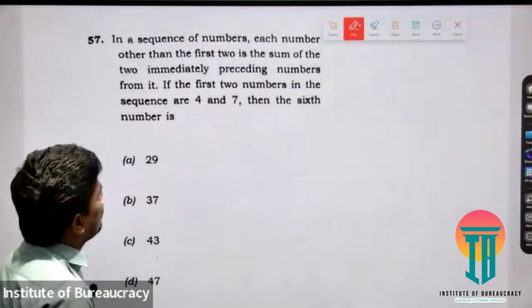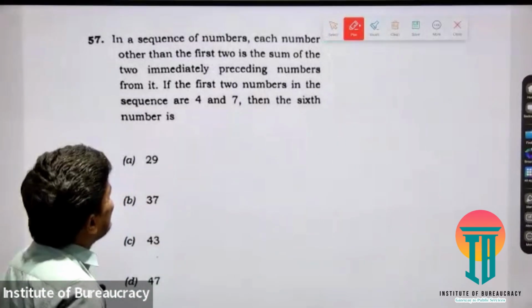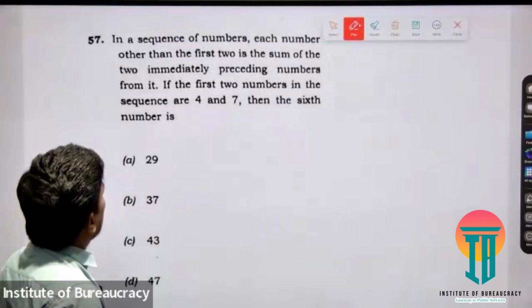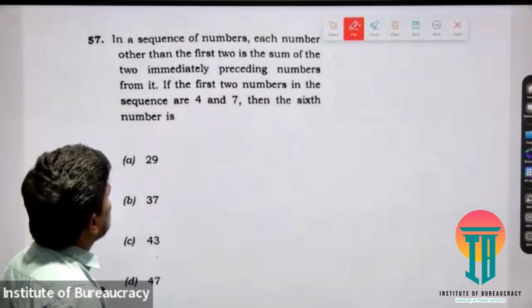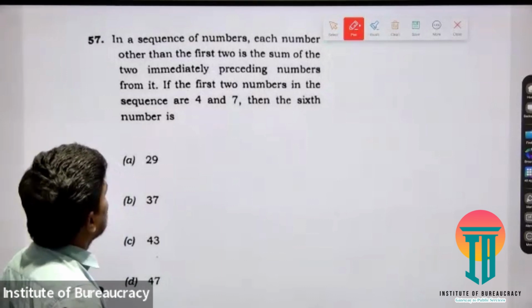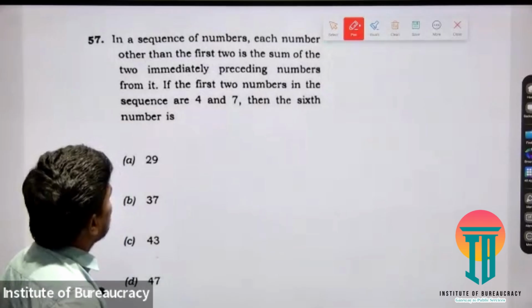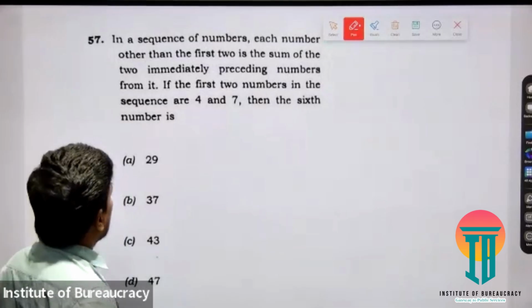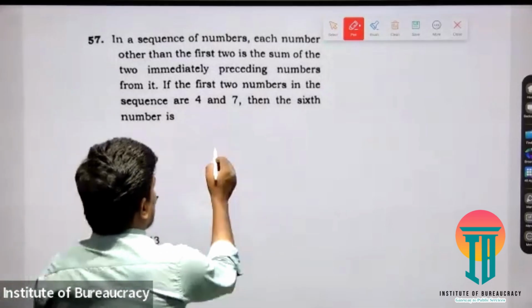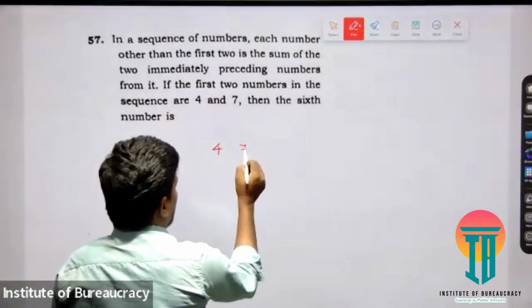In a sequence of numbers, each number other than the first two is the sum of the two immediately preceding numbers. If the first two numbers in the sequence are 4 and 7, then what is the sixth number? The first two numbers are 4 and 7.